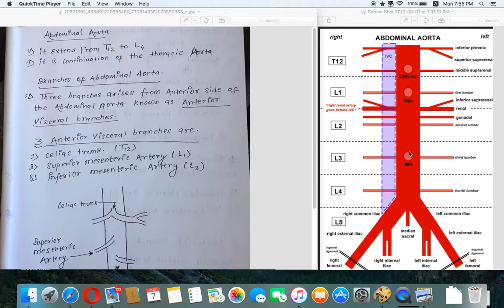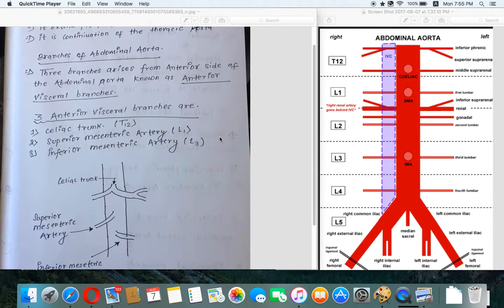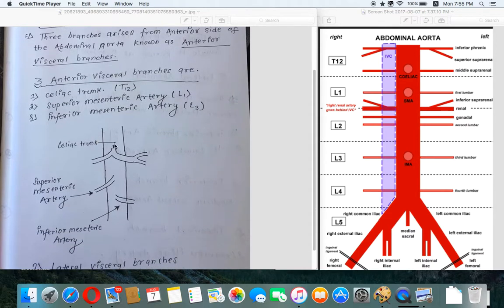So let us revise. We came to know about the abdominal aorta, that it lies between T12 to L3, L4, not L3, L4. Similarly, we came to know about the anterior visceral branches of the abdominal aorta: celiac trunk, superior mesenteric artery, inferior mesenteric artery. In this picture also we can see easily the celiac trunk, superior mesenteric artery, and inferior mesenteric artery.